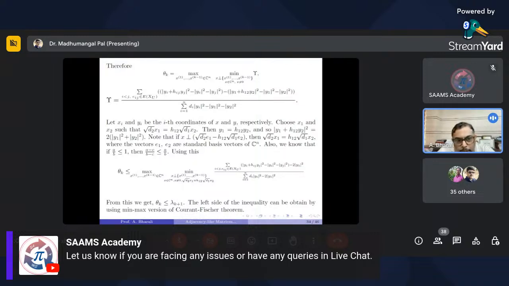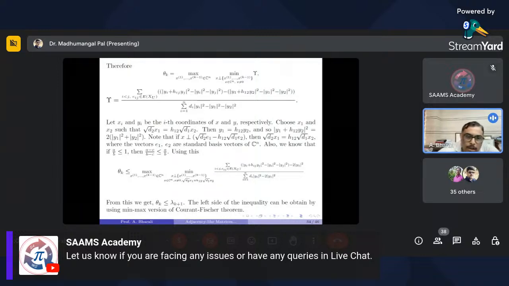That is, square root of d2 x1 is equal to h12, which is basically the entry in the matrix, times square root of d1 x2. So the x that will be an eigenvector for the next eigenvalue should possess this particular condition. So this condition has to be included in the max-min formula, so that we can have a result for lambda k plus 1.